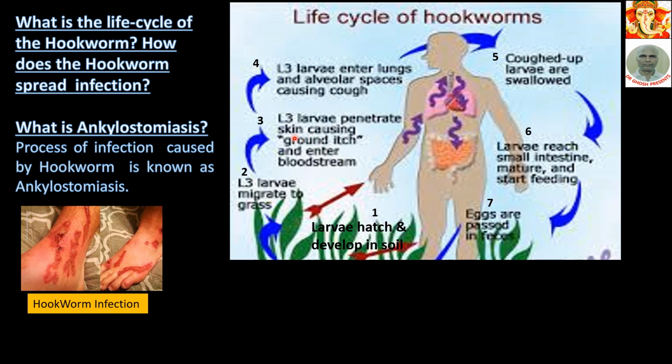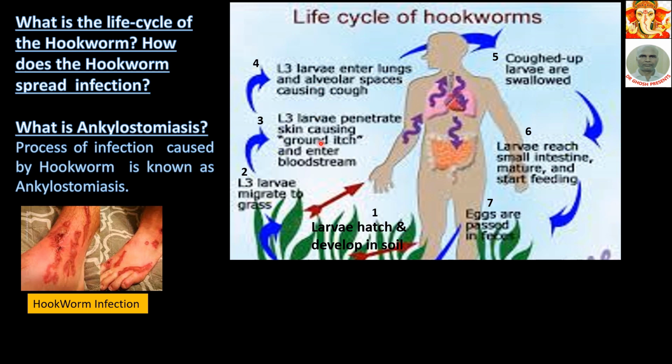Larvae penetrate the skin, causing ground itch, and enter the bloodstream. Direct entrance. You need not take it into the mouth. The hookworm larvae directly penetrate the skin of the hand or the skin of the feet to enter into the bloodstream. You need not touch your hand to your mouth. Not necessary. This is separate. The approach of hookworm is much more devastating than the other two.